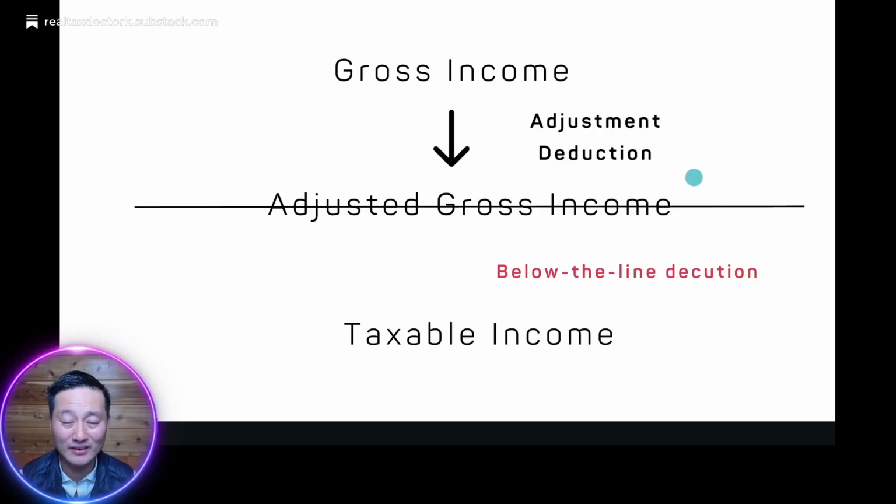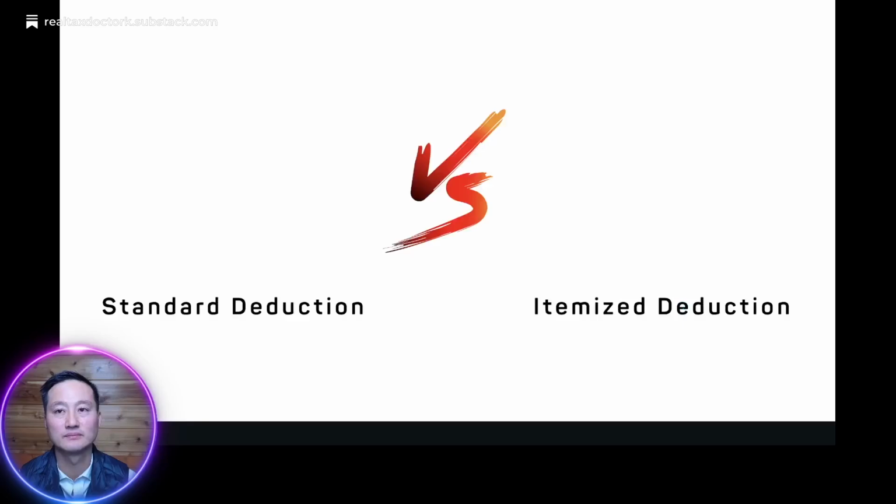Remember the imaginary line that we talked about in part 2 that sits right across adjusted gross income? That's right. Because this deduction is below that imaginary line, it's called below the line deduction. And below the line deduction is what reduces your AGI further down to taxable income.